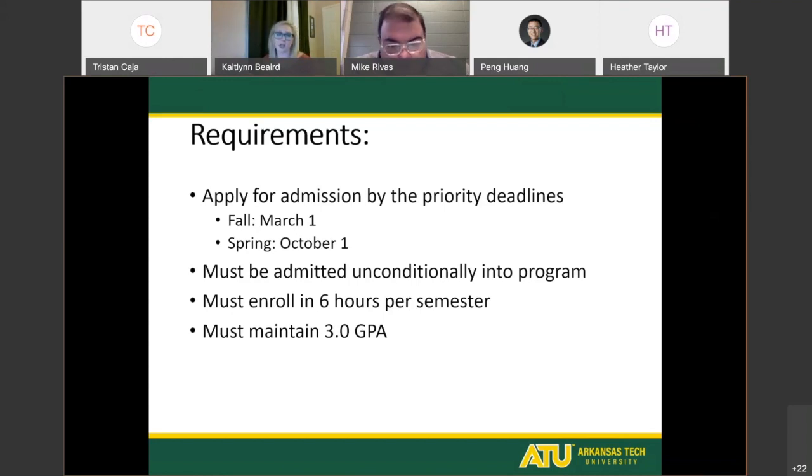You must be admitted unconditionally. You must have that specific GPA. While you're in a graduate program, you have to be in at least 6 hours, and you have to maintain a 3.0 to keep that graduate assistantship.